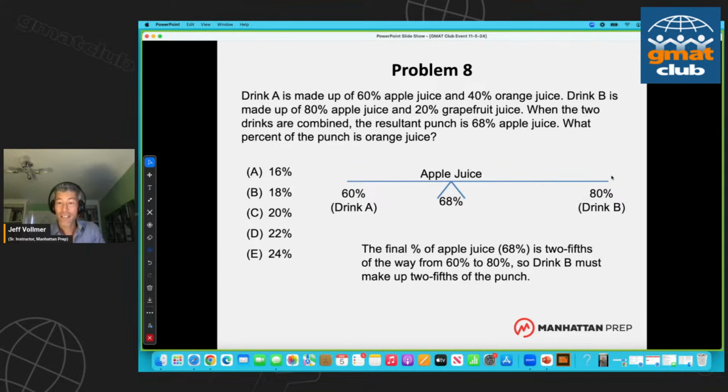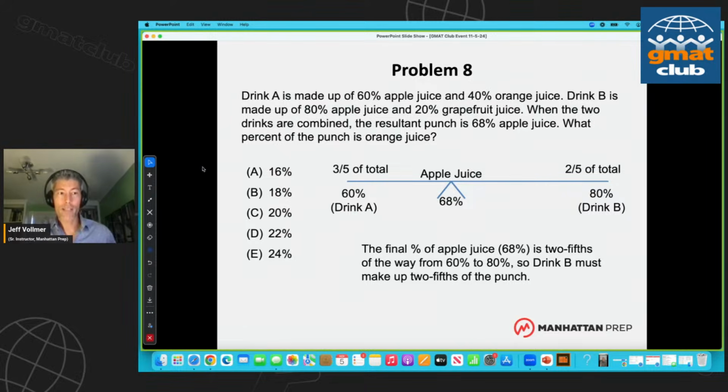So drink B makes up 2/5 of the overall punch, and that means drink A must make up the remaining 3/5. If we can get to this point, I think we're more than halfway done. All right, so let's let that sink in. Okay, does this distribution make sense?